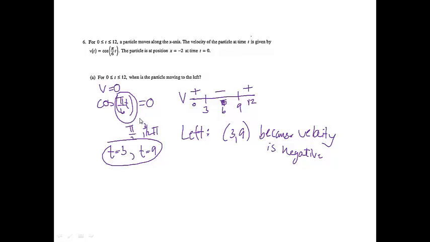And this one was worth 2 points. If you even considered this right here, if you set the velocity equal to 0, you're going to get a point. And then if you actually found the interval from 3 to 9, that was also worth 1 point.